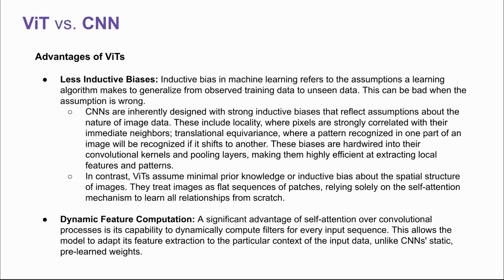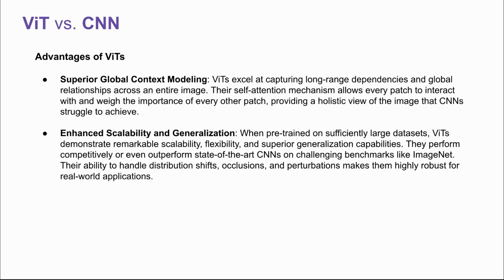The next advantage of ViT is the capability to dynamically compute filters for every input sequence. This allows the model to adapt its feature extraction to the particular context of the input data, unlike CNN's static pre-learned weights. The next one is that ViT has better global context modeling. ViT excels at capturing long-range dependencies and global relationships across an entire image thanks to the multi-head self-attention mechanism. It allows every patch to interact with and weigh the importance of every other patch, providing a holistic view of the image that CNNs struggle to achieve.